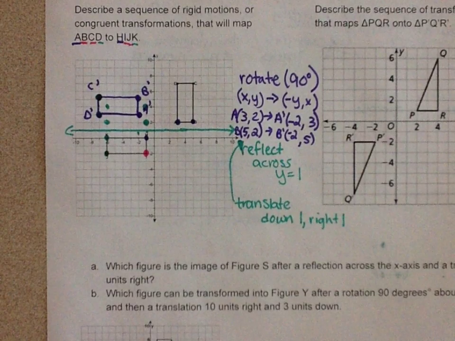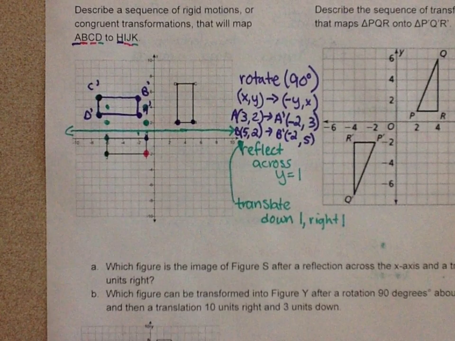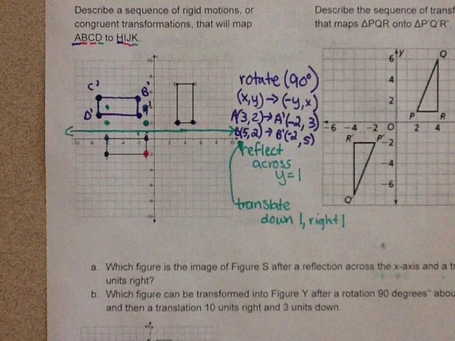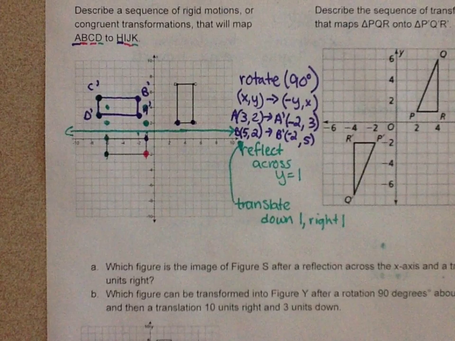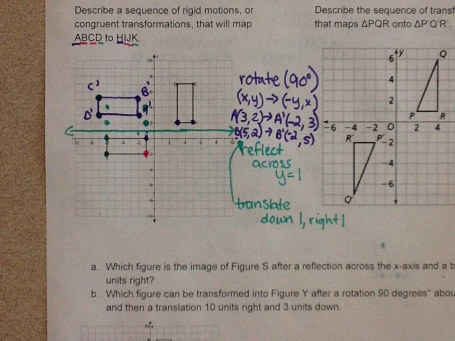Okay, that's not always going to be that way. You could reflect before you translate. You have to go with what works with the shape you're working with. Does that make sense? That's why this is difficult. You have to visualize it. Is it turning? Is it flipping? Is it moving? It's hard to visualize. That's what makes this difficult.